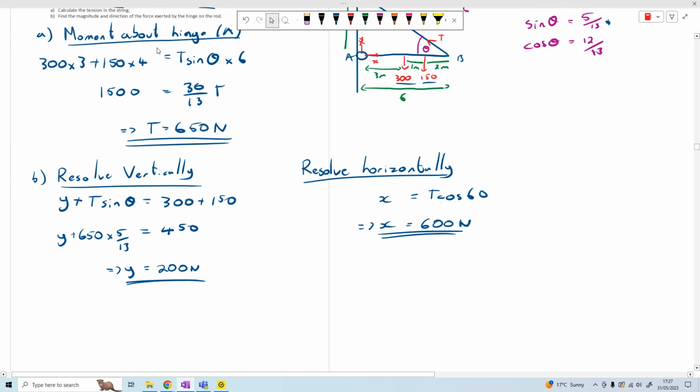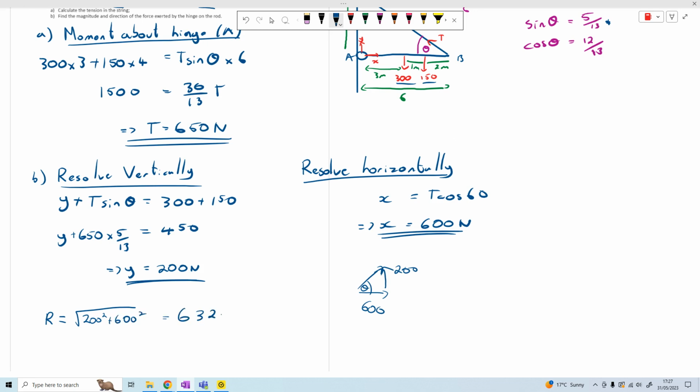But I need the magnitude and direction. So overall, let's think about what's going on. I've got 600 newtons this way. I've got 200 newtons going up. I want its resultant and its angle. So first of all, let's start with the resultant. Simple, normal Pythagorean stuff. So 200 squared plus 600 squared gives me 632.5.